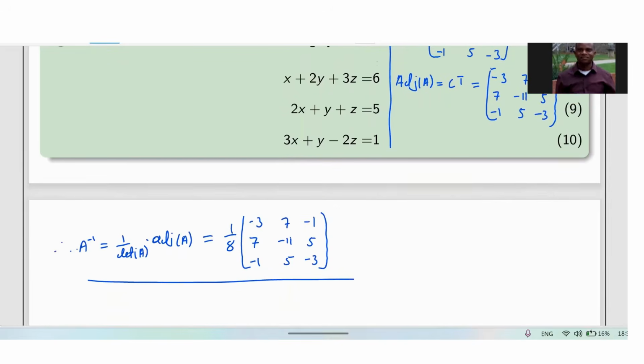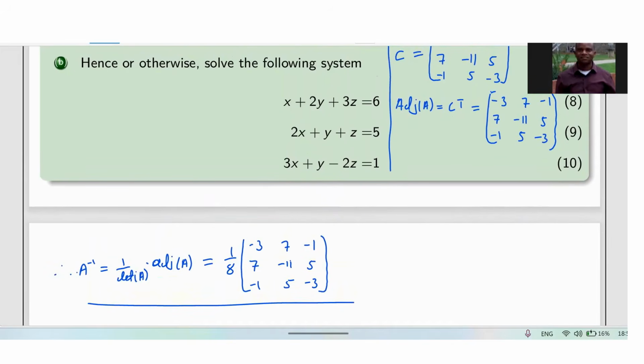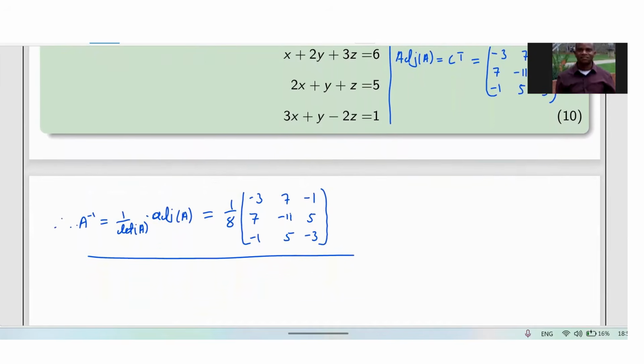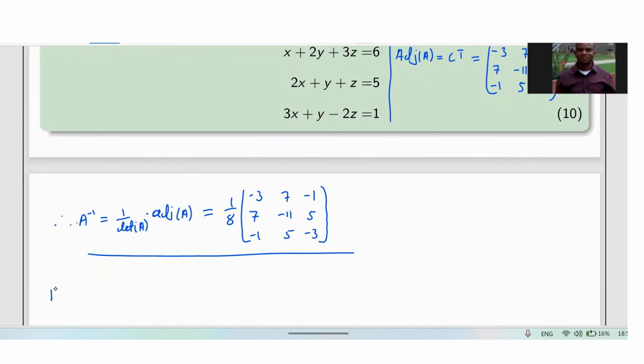Now let us go to the most interesting part. Part B says, hence or otherwise, solve the following system. So the given system is that one. Interestingly, let us see if we can write this system in matrix form. So part B, let us see. We can write the matrix of coefficients as 1, 2, 3 for x, y, z in the first equation, 2, 1, 1 in the second, and 3, 1, -2 in the third.